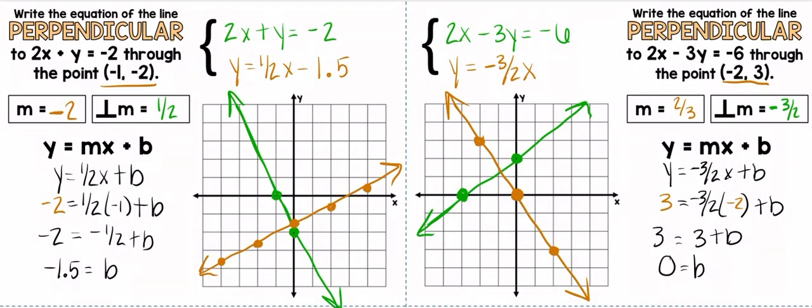Okay, so remember, perpendicular lines mean they have a negative reciprocal of slopes. Parallel means they're the same. Perpendicular means you flip it and change the sign.